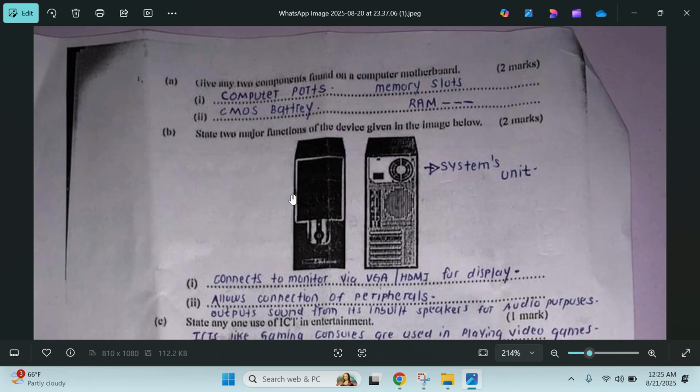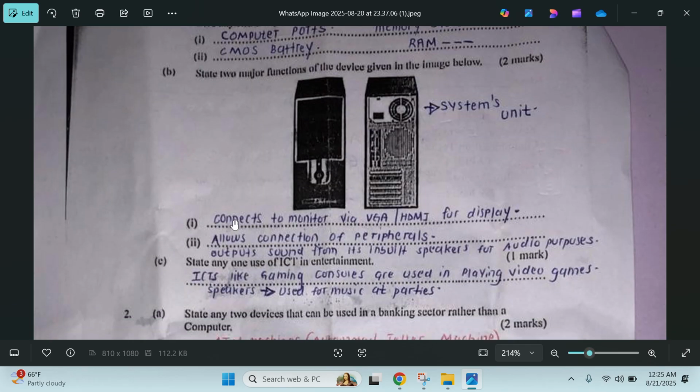So some of the major functions: one is that a systems unit is used to connect the monitor via VGA or HDMI for display. A systems unit can connect to your monitor via this cable, VGA or HDMI, for display. And also, a systems unit can allow the connection of peripherals like keyboards, mice, etc. So the peripherals can be connected to that systems unit. Those are two of the major functions of a systems unit.